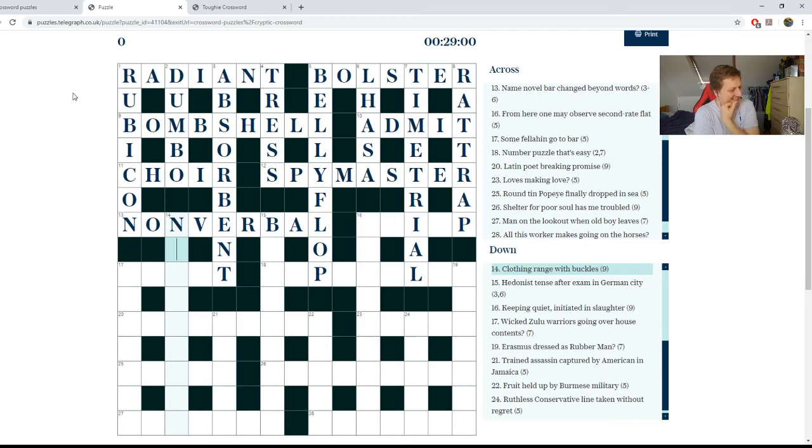Clothing range with buckles. Not getting this. Any hints for anyone? Is this going to be another double definition? Because those are really difficult to hint at. Yes, please. Physics is fun. If you can give me a hint, that would be lovely.